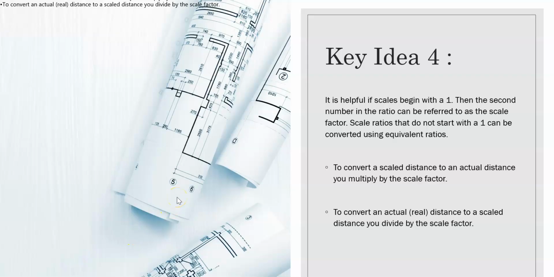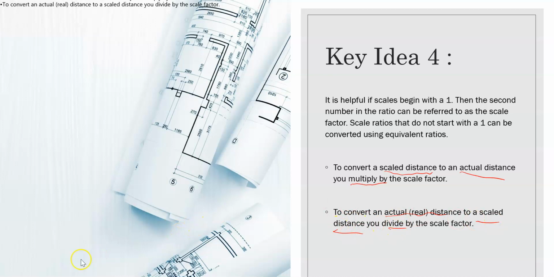All right. Key idea number 4. It is helpful if scales begin with a 1. Okay, then the second number in the ratio can be referred to as our scale factor. Scale ratios that do not start with a 1 can be converted using equivalent ratios. So to convert a scaled distance to an actual distance, you need to multiply by the scale factor. So to go scaled distance to actual, you multiply by the scale factor. And to convert the actual distance to the scaled distance, you divide by the scale factor.